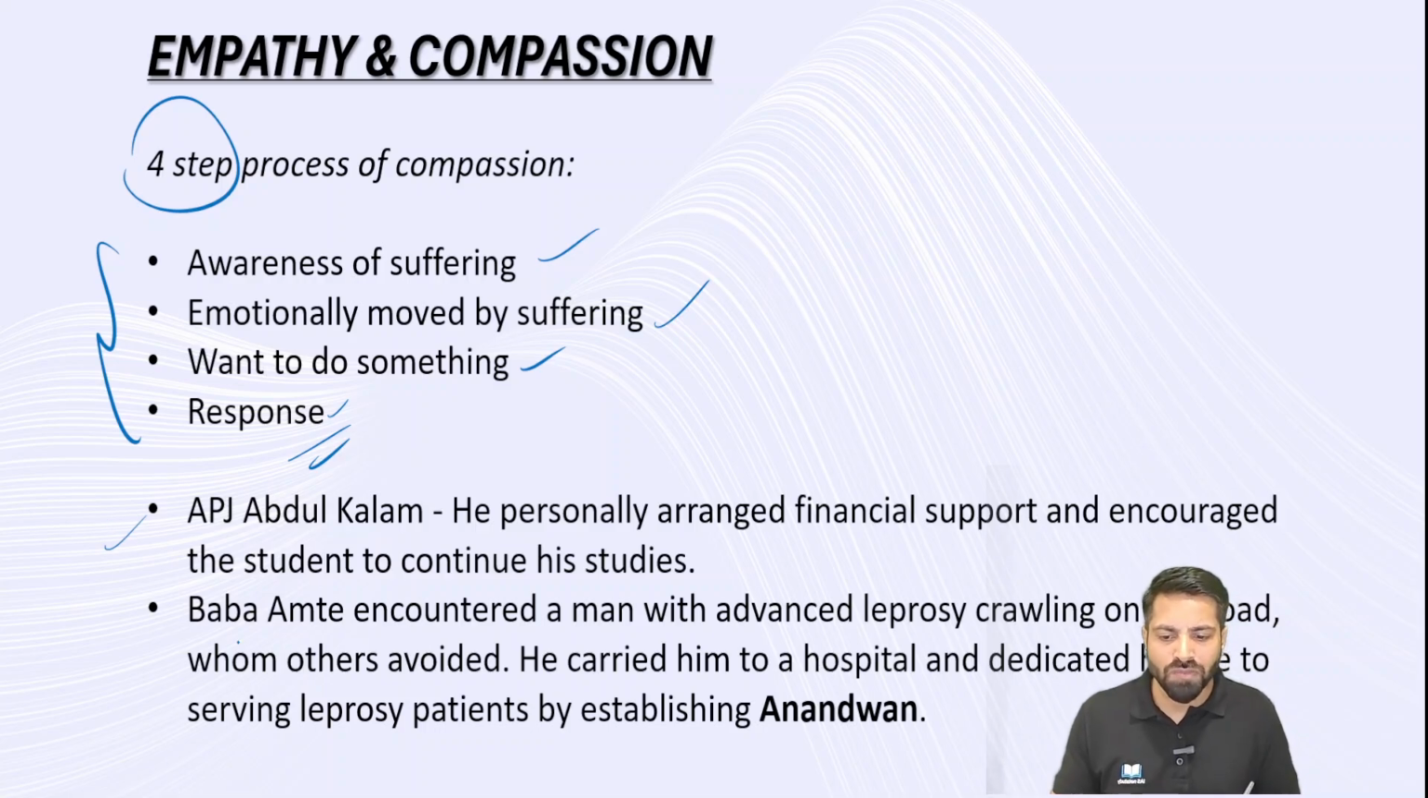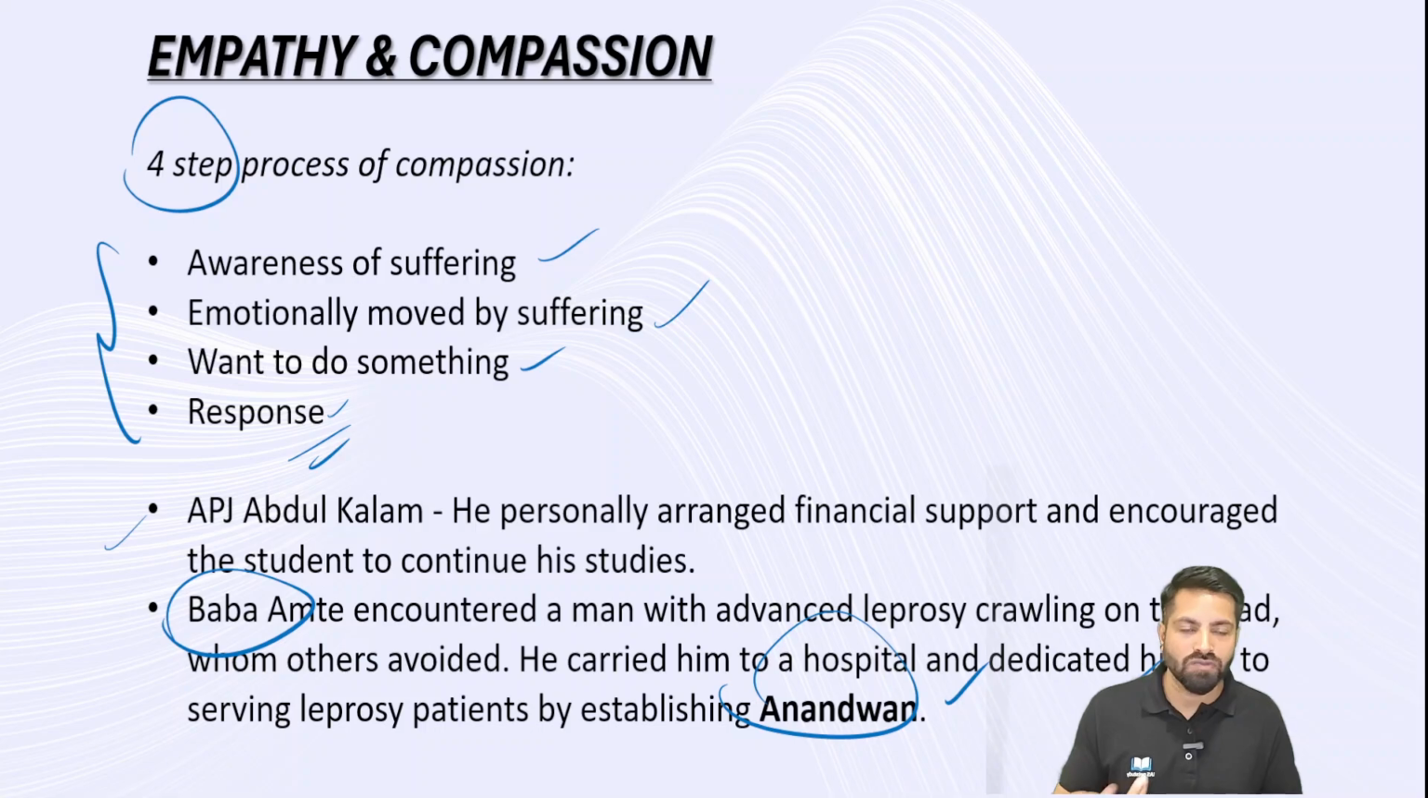And then there is another example, Baba Amte. He encountered a person in the last stage of leprosy, crawling on the road, and nobody was ready to help him. But he saw that, and that again was the factor of empathy, which eventually turned into compassion. He carried that person to the hospital, and later decided to dedicate his life to serving people, especially those with leprosy, and established an institution called Anandavan to serve people infected or affected by leprosy. So these are two examples. You can add more examples from your real life or what you have seen around you, from your personal life and from eminent personalities.